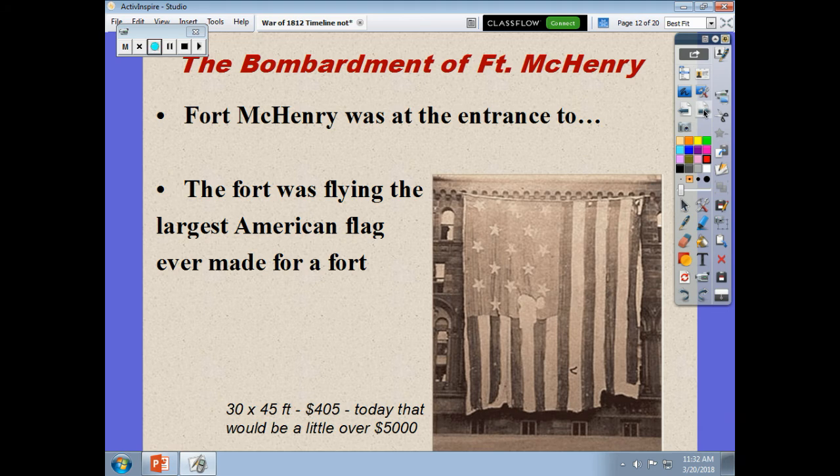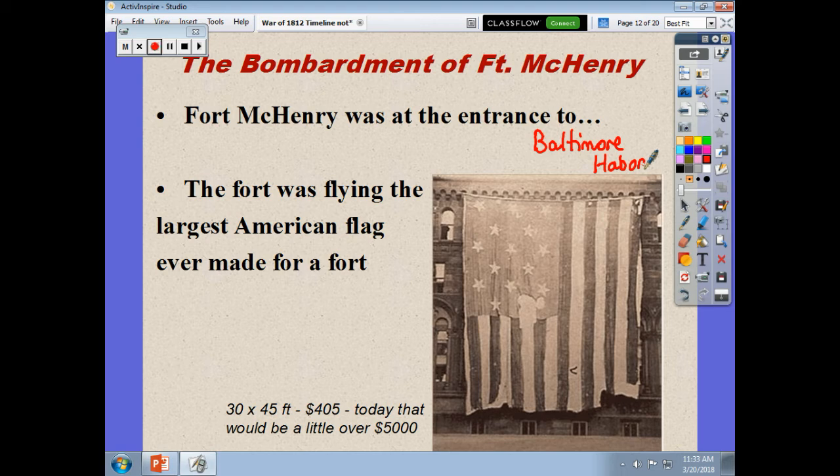So now we have the bombardment of Fort McHenry. Fort McHenry was that second thing that was on the timeline, right close to the attack on Washington, D.C. Fort McHenry protects the entrance to Baltimore Harbor. So this is the reason why the two are connected. Those British soldiers that were marching upon Baltimore, this is the fort that protects the harbor that goes up into the city.